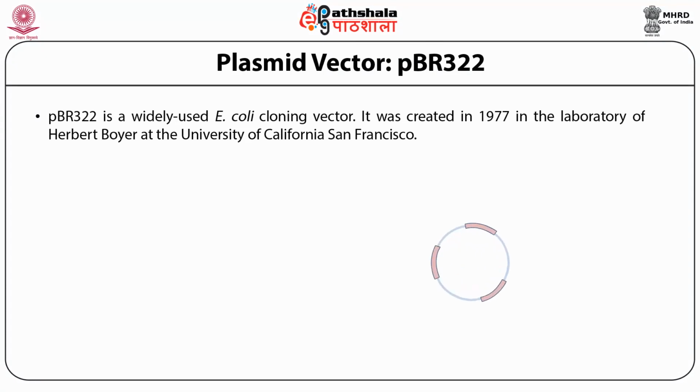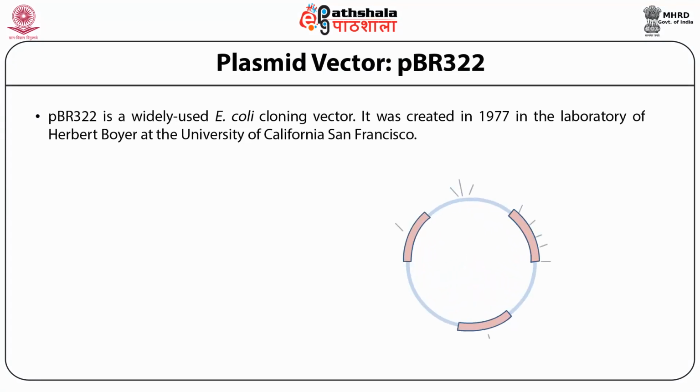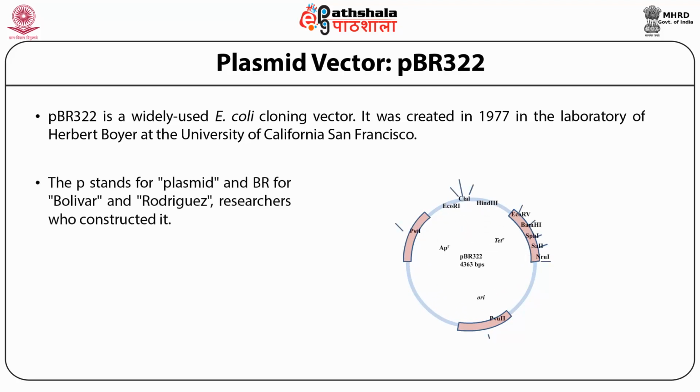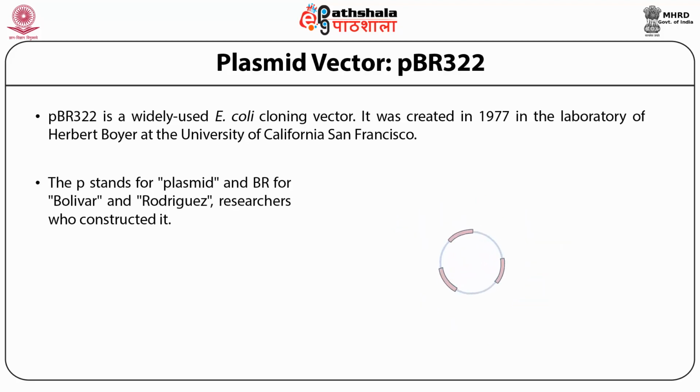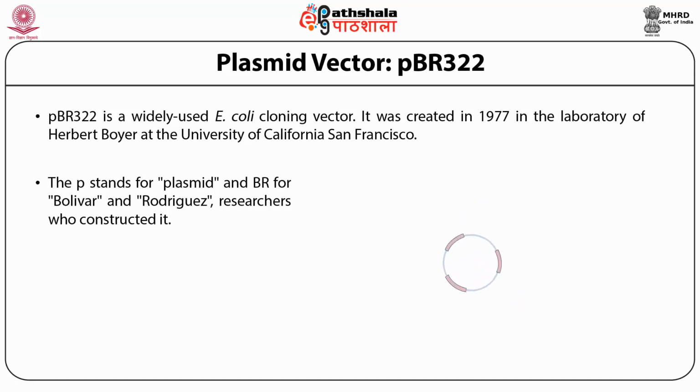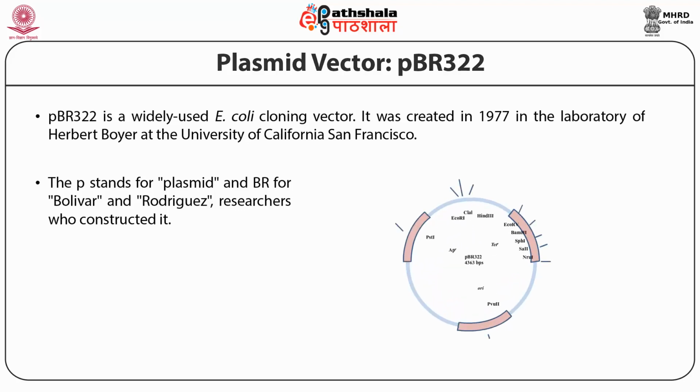pBR322 is a widely used E. coli cloning vector, that is a plasmid vector. It was created in 1977 in the laboratory of Herbert Boyer at the University of California, San Francisco. The p stands for plasmid and BR for Bolivar and Rodriguez, researchers who constructed it. You can see here the various restriction sites, then the origin of replication, and the resistance gene for ampicillin. It has the origin ORI in its structure.